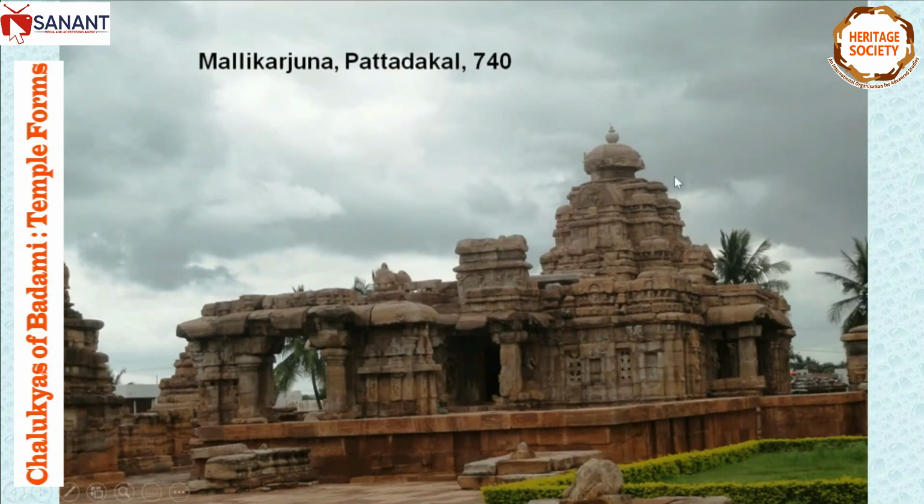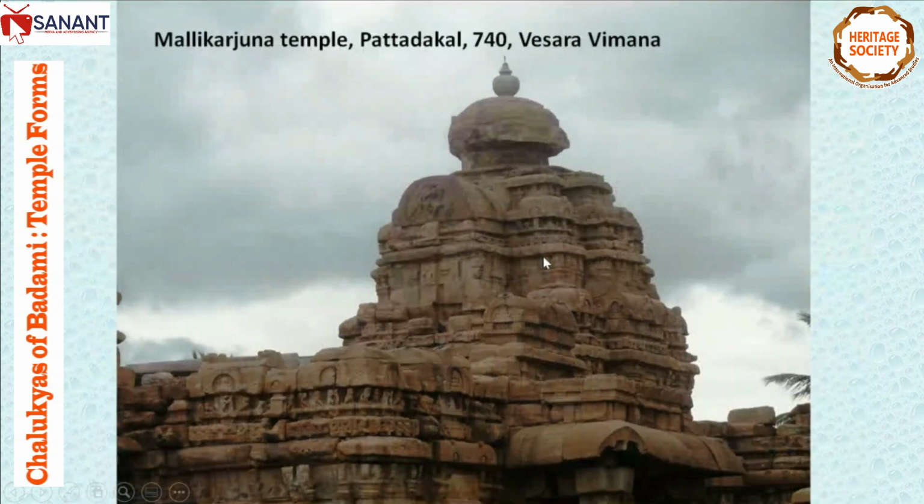A significant thing that you have to notice is this circular shikhara, which makes it a Vesara Vimana. So you have Dravida, Nagara, and Vesara Vimanas within the southern Dravidian style, all represented in the Chalukyan context. It's a close-up of that. Also a Shukanasa here.